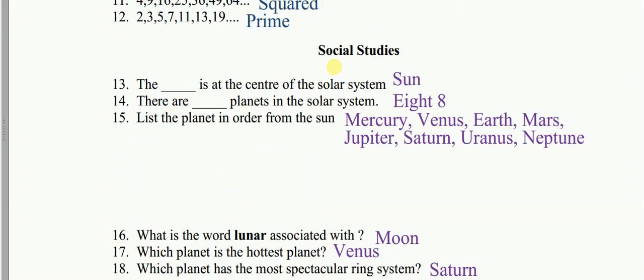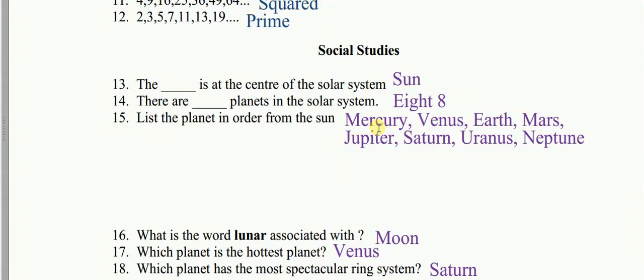Now we go to our social studies. We have number 13. The dash is at the center of the solar system. Our answer is sun. Number 14. There are dash planets in the solar system. Our answer is 8. List the planets in order from the sun.